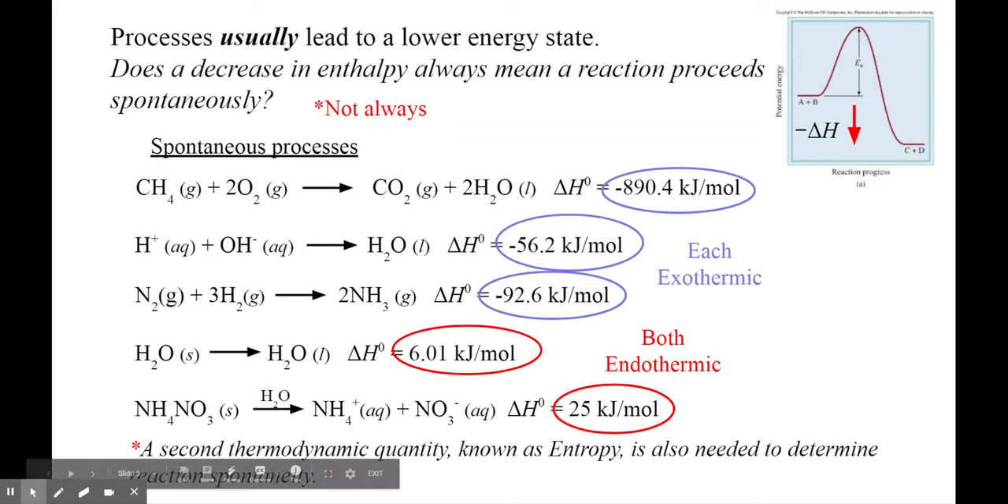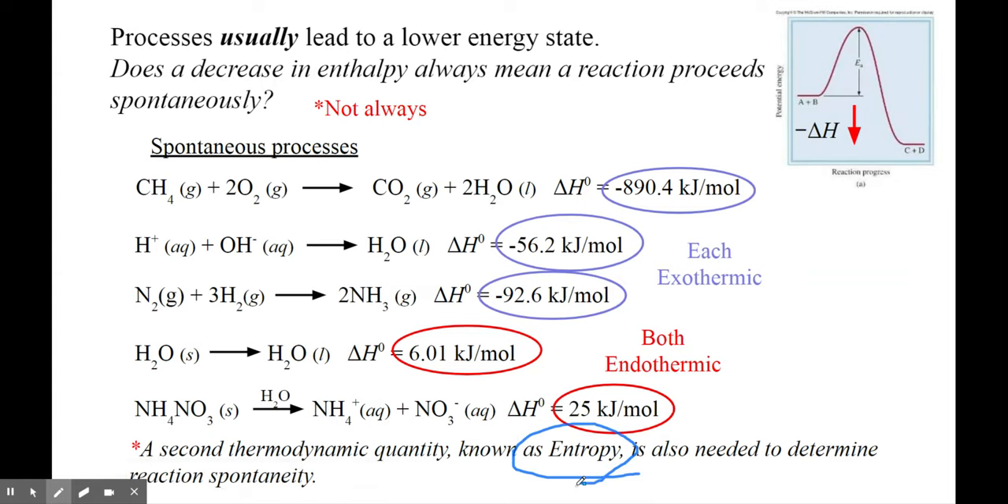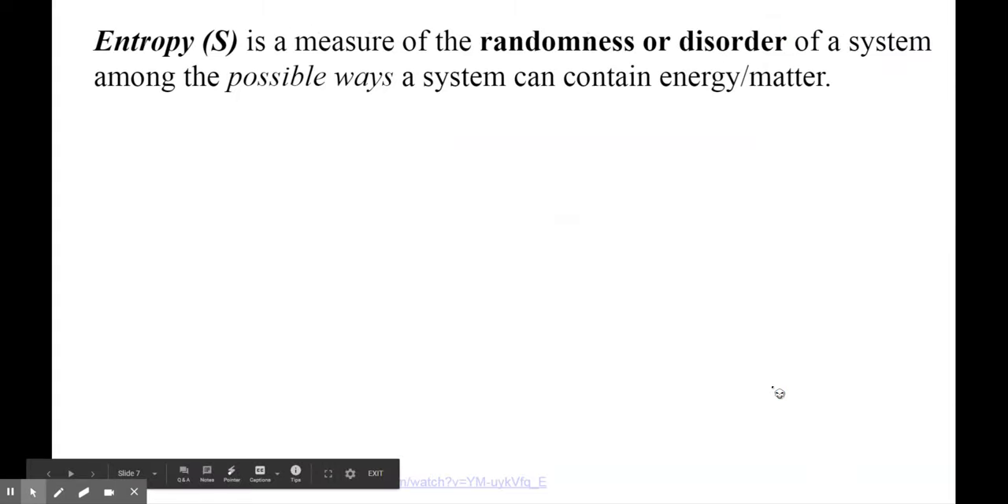So for that, we have to look at this other thing called entropy. So entropy is another thermodynamic quantity that is going to work with enthalpy to determine whether something is spontaneous or not. Okay, so let's look at entropy.